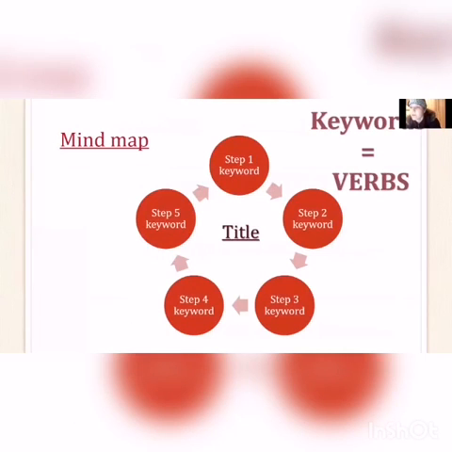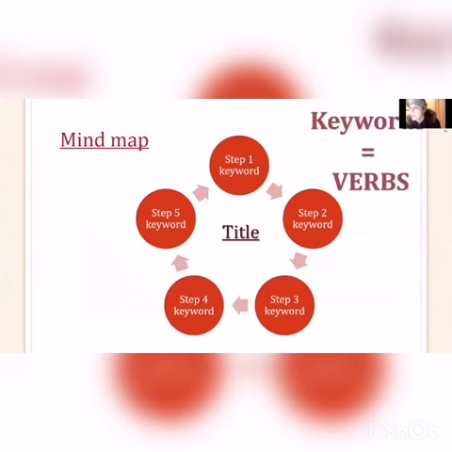Right. In the mind map, you have to write down your title. First of all, you write down your title. Then you're going to have 5 steps, so you write down the key words for each step. Step 1, 2, 3, 4, and 5. Remember, I told you, we always start with a verb.